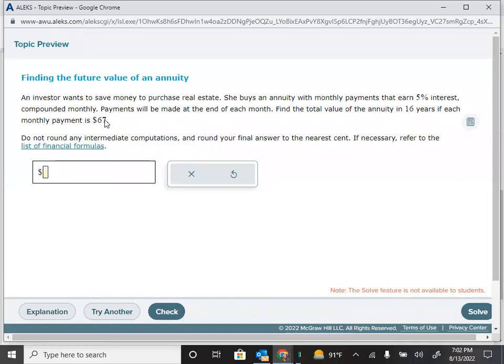Okay, now this time it says an investor wants to save money to purchase real estate. She buys an annuity with monthly payments. So she's going to be making deposits every month, instead of like the last several problems where it was, let's just dump in money one time and then let it grow. This is much more realistic. We'll just keep adding money in every month.